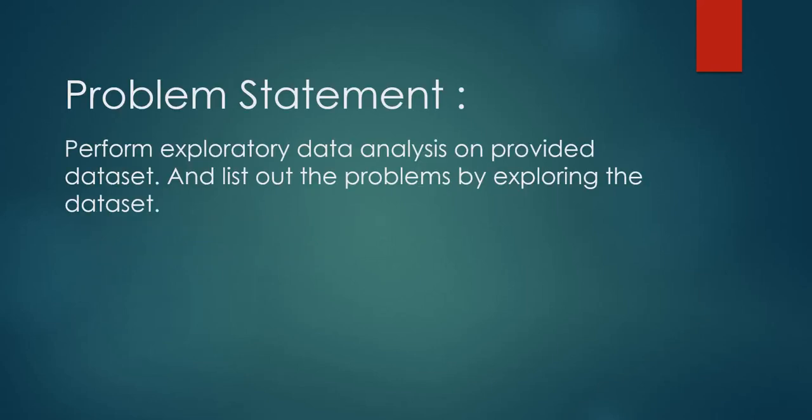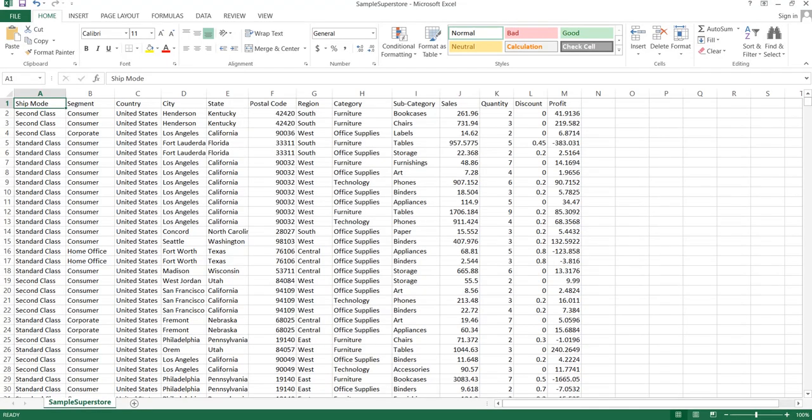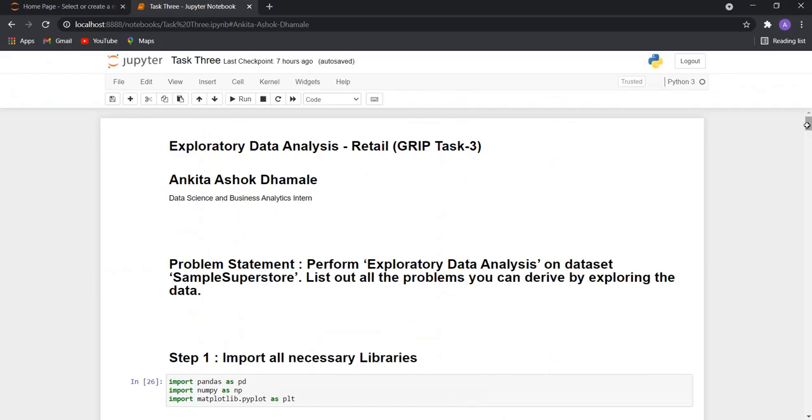Third task, where we need to explore the given data set and list out the problems by exploring the data set. So this is the data set which they have provided. Here we have various columns, and again there are various classes, some various segments and some subcategories. So moving towards the task.